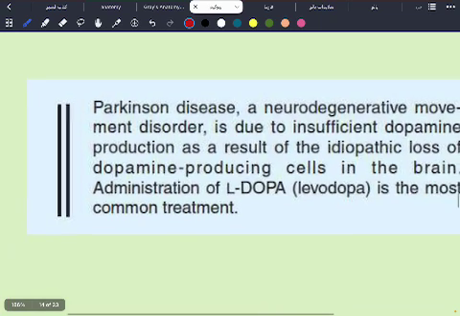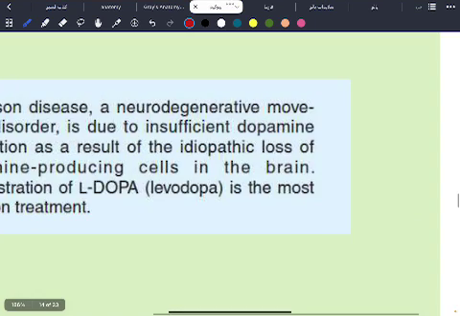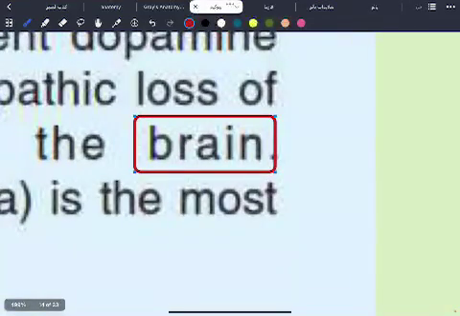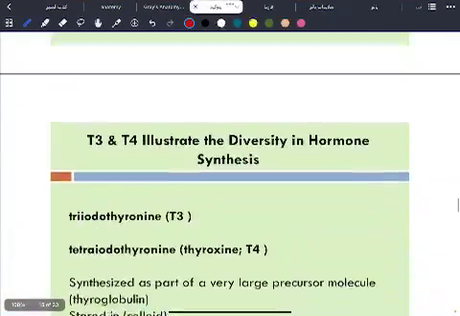One of the things that you might know is Parkinson's disease, a neurodegenerative disorder, which is due to insufficient dopamine production in these individuals, and results in what's called idiopathic loss of dopamine-producing cells in the brain. Administration of L-DOPA, levodopa, is the most common treatment in order to compensate for the loss of the dopamine molecule in these individuals.